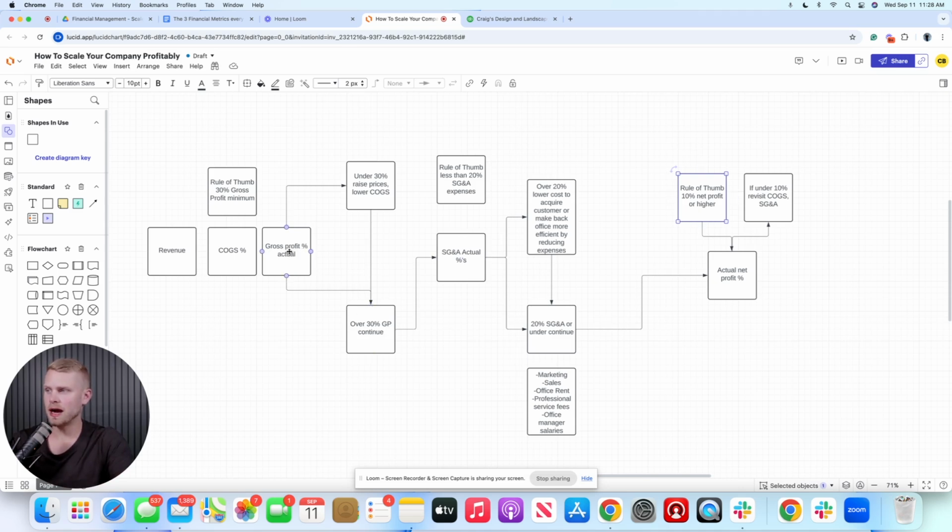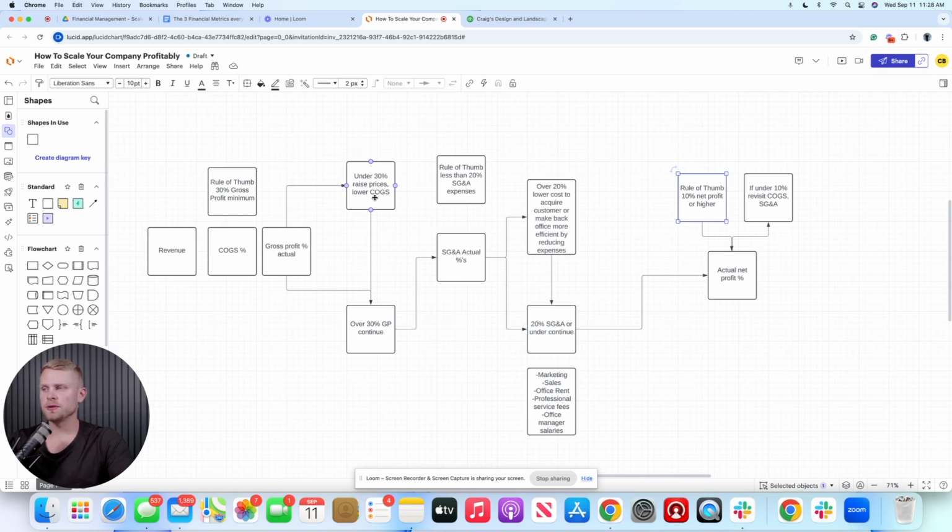If you are not over 30%, you need to stop. You do not pass go. Do not collect $200. You've got to stay here and fix this first. And so the question you could ask yourself is, okay, if my business is not achieving at least 30% gross profit or more, what do you do?